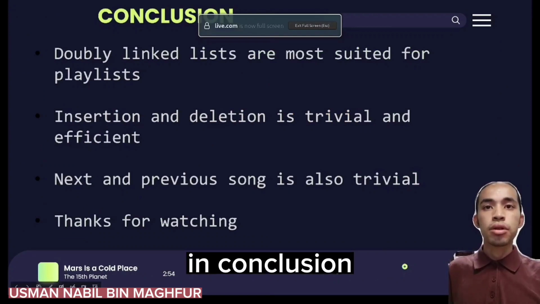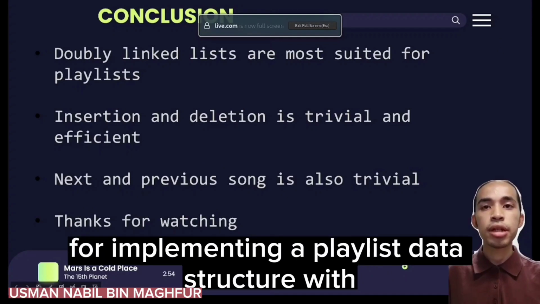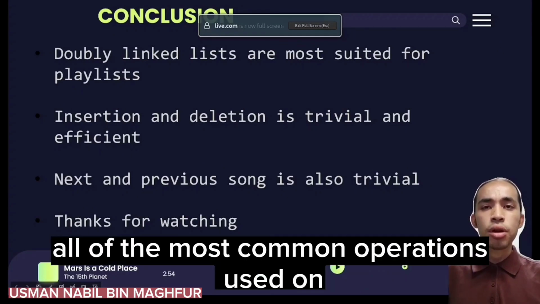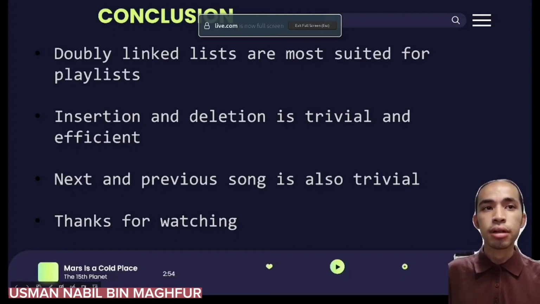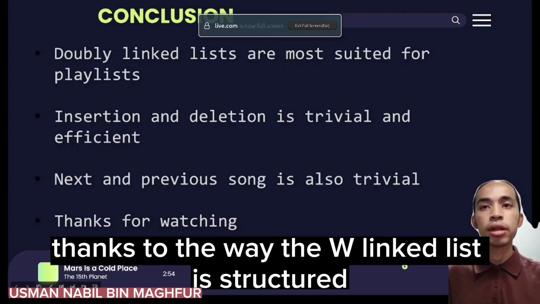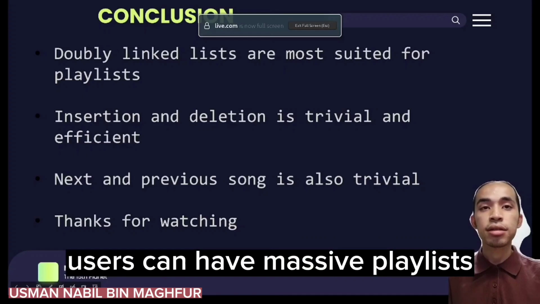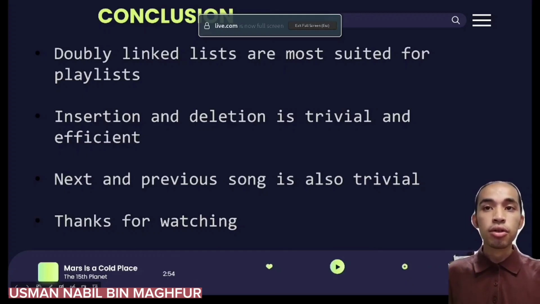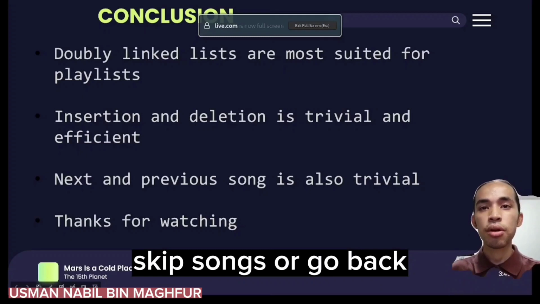In conclusion, the unique properties of a doubly linked list make it especially suitable for implementing a playlist data structure. All of the most common operations used on playlists are trivial and efficient, thanks to the way the doubly linked list is structured. Users can have massive playlists and still efficiently insert and remove songs from it at any index in the list. Users can also efficiently check upcoming songs, skip songs, or go back.